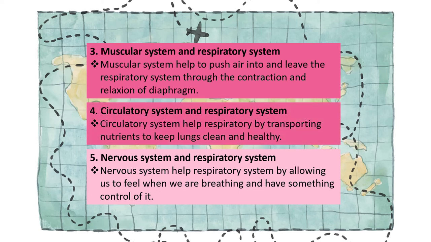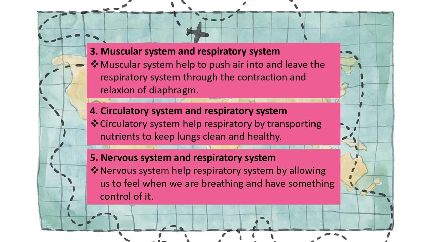The last one is the respiratory system related to the nervous system in our body. The nervous system is very awesome. This system actually makes us feel what we feel. It controls our body's activities. Plus, it helps the respiratory system by allowing us to feel and know when we are breathing and have something that controls it. The nervous system also triggers us to whine or scream when we get physically hurt.